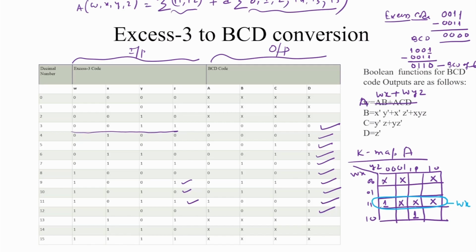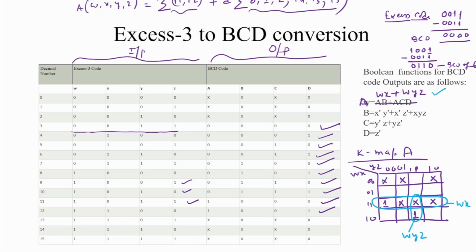Another group is when this and this form a group of two squares. So this represents what value? This is fixed, means y z is fixed, and what is here? This is 1 1 1 0, means the value of W is fixed. This is W, y and z. This means the expression for A is what? W x plus W y z.